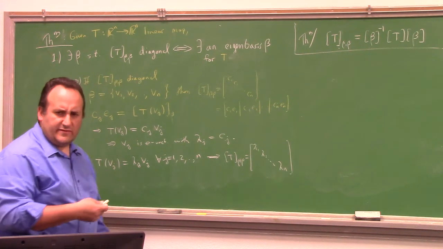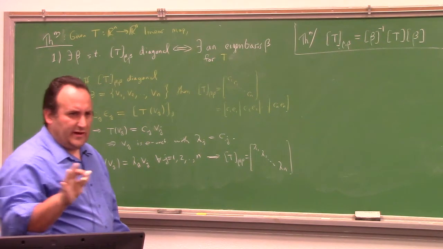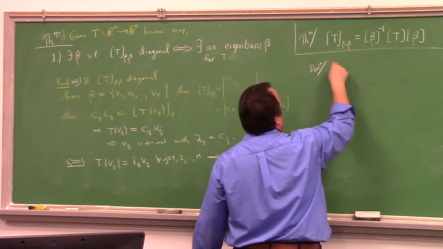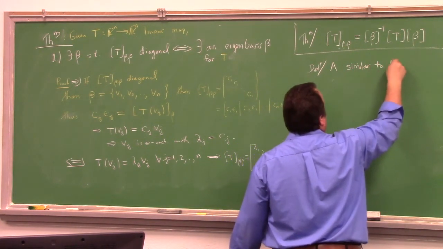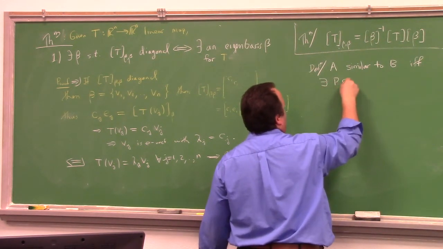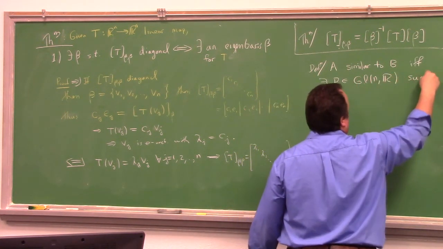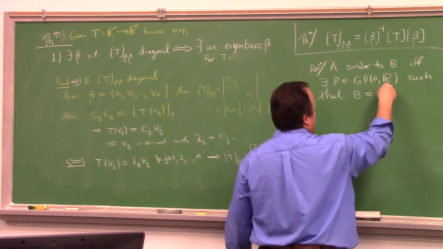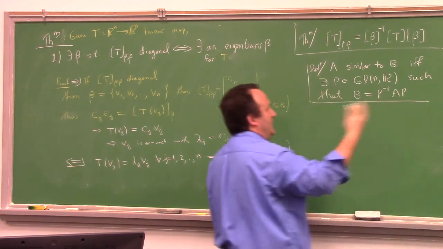Do you guys know similarity transformation? Have you never heard this before? Maybe not. I should throw this definition out for you. Definition: A is similar to B if and only if there exists P in GLn(R) such that B is equal to P inverse A P. In the case that happens, we say that A and B are similar matrices.